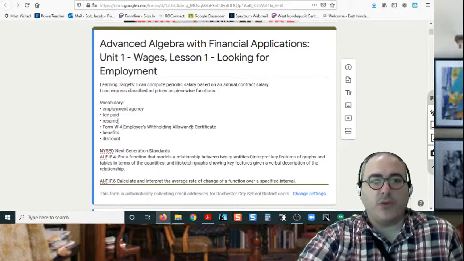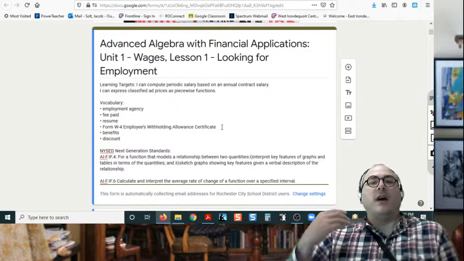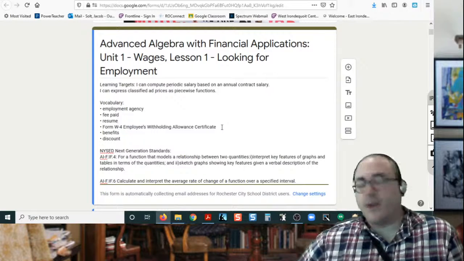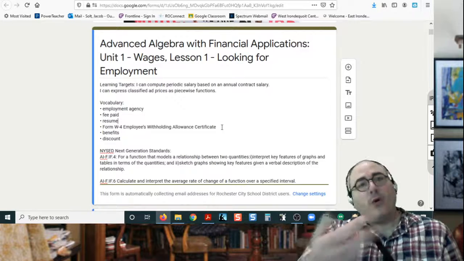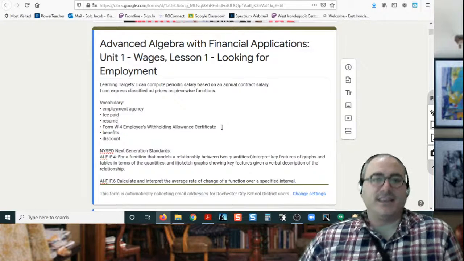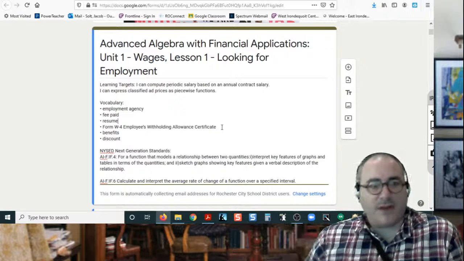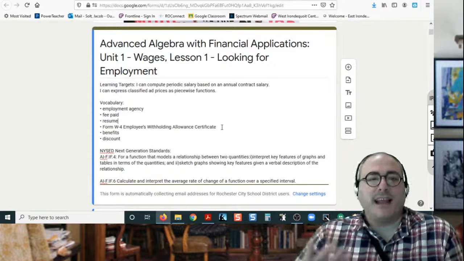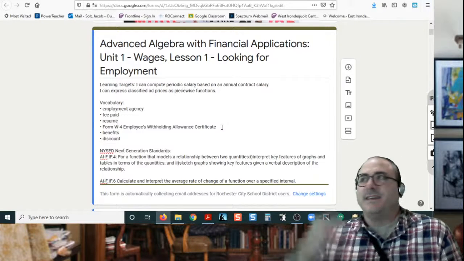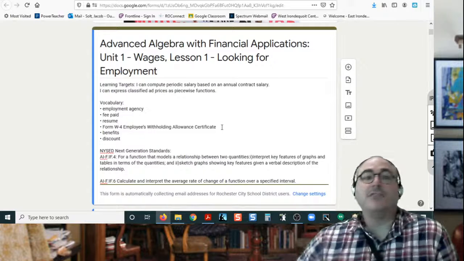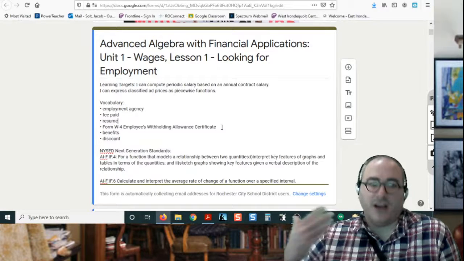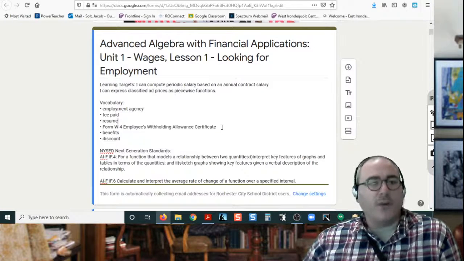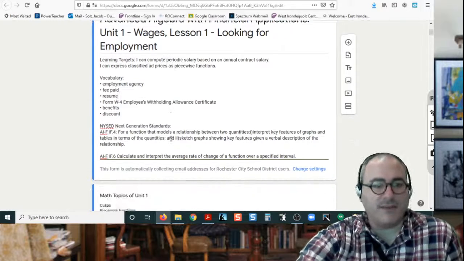Form W-4, Employee's Withholding Allowance Certificate. When you apply for a job, if you get the job, there'll be a time when they'll have you sign a W-4, which gives the employer permission to withhold some of your paycheck for taxes later. We'll talk more about taxes in the future. Benefits: anything like health insurance, dental insurance, vacation time, all of these things are included as benefits and can be included as part of your total compensation. And discounts: when something is priced lower than it normally would be, that would be a discount.